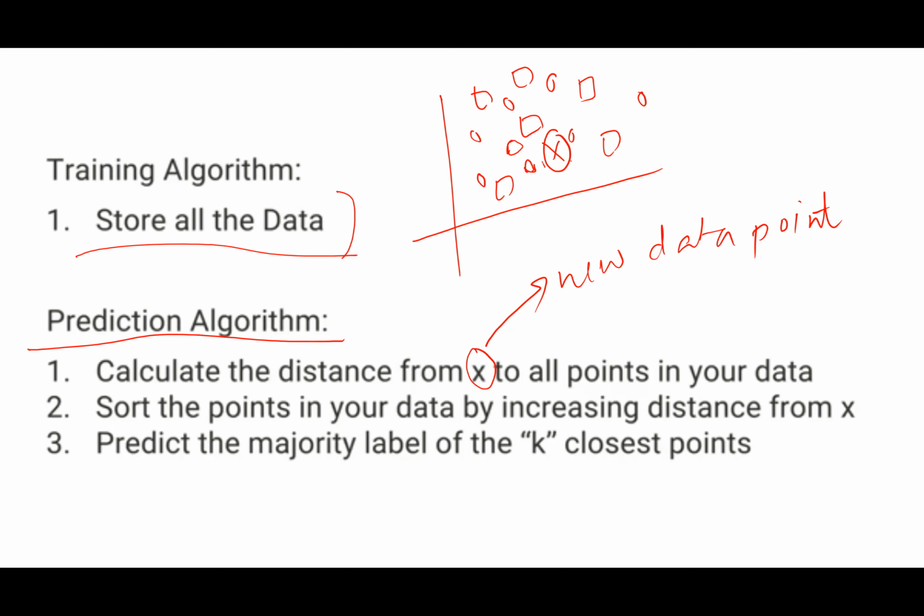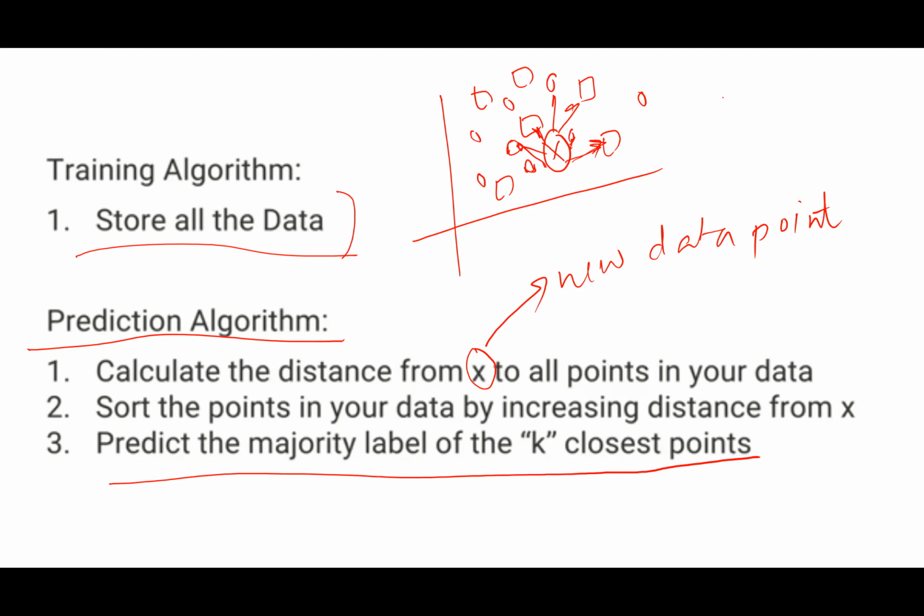So what I will do, I will figure out the distances of X from all the points, right? I will take the distance of X from all the points and sort them in increasing order. Maybe this is the closest, the next is this one, the third one is this one, and the fourth one can be this one. I will create a sorted list of all the distances, and then I'll predict the majority label of the k closest points, right?